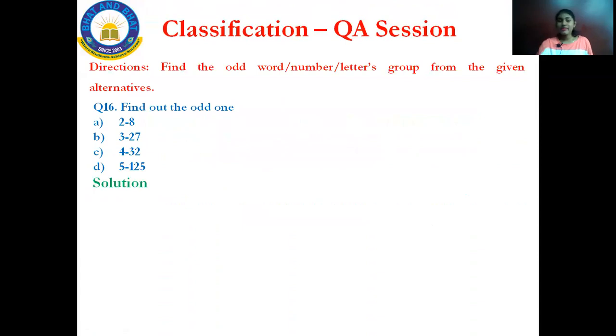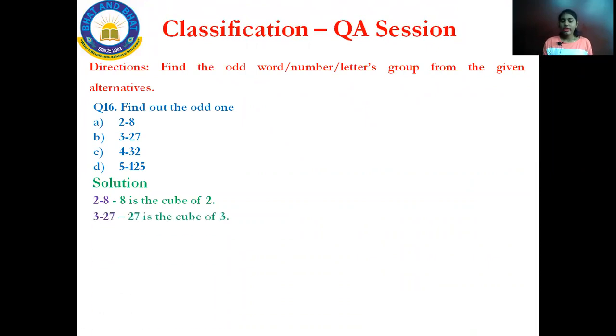Let me explain this. I'll repeat the question again. Find out the odd one: 2 and 8, 3 and 27, 4 and 32, and then 5 and 125. To solve this, you have to be thorough with the cube numbers. 2 into 2 into 2: 2 2s are 4, 4 2s are 8. That is the cube of 2.